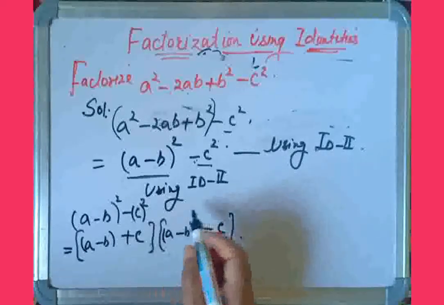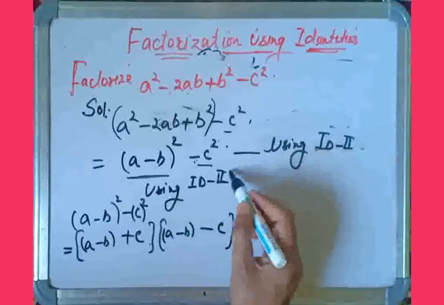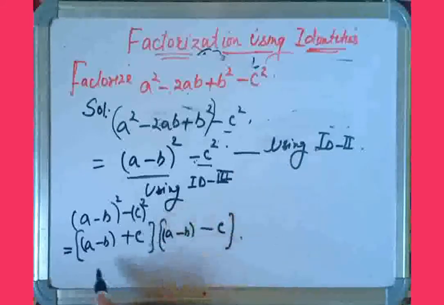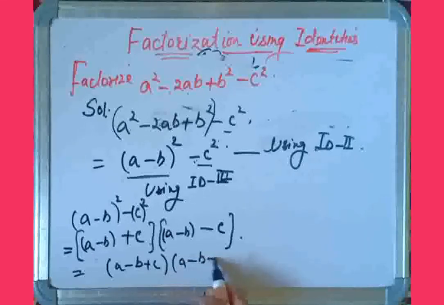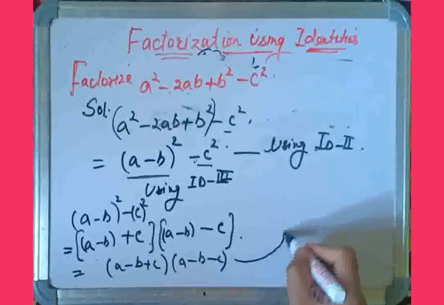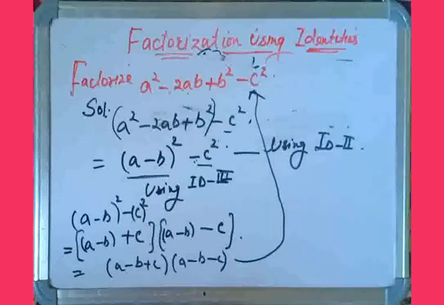So using identity third, we can get these two factors. We can open the brackets: a minus b plus c into a minus b minus c. So these are the possible factors of this expression, right? Okay, so let's meet in the next video lecture.